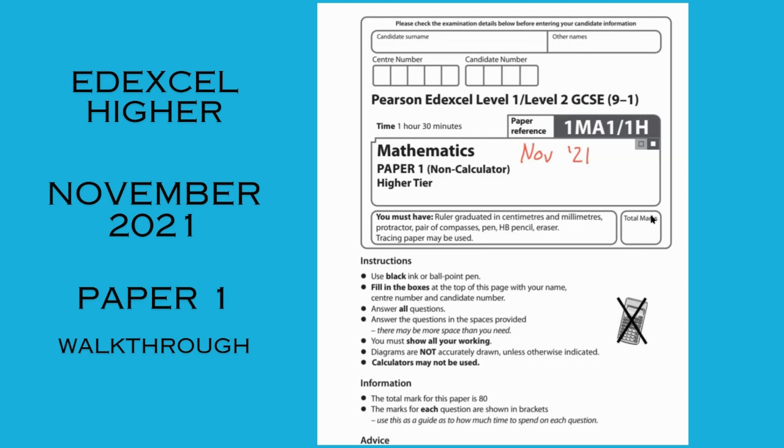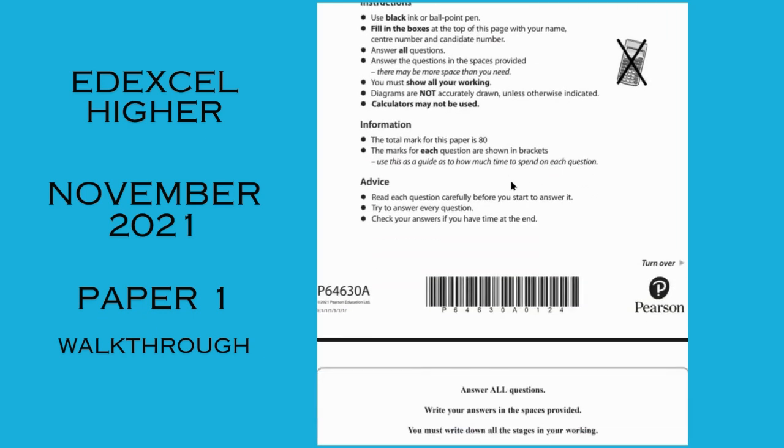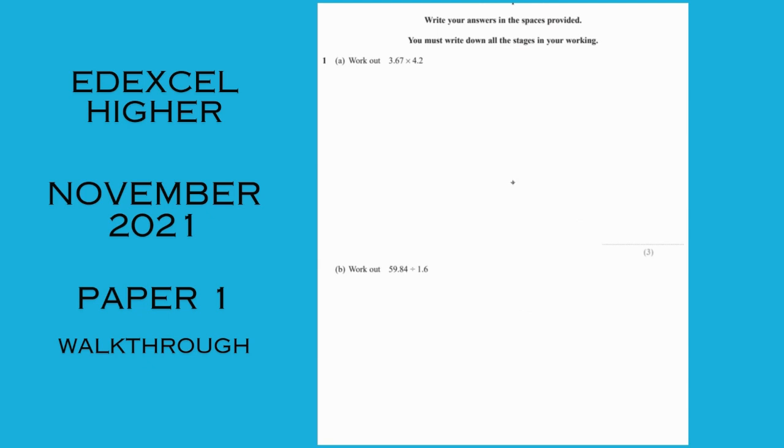So welcome to my walkthrough for the Edexcel Higher paper. It didn't originally say the date, but there it is. It's November 2021 and it's paper one, so put those calcs away, because otherwise these two are a bit too easy.